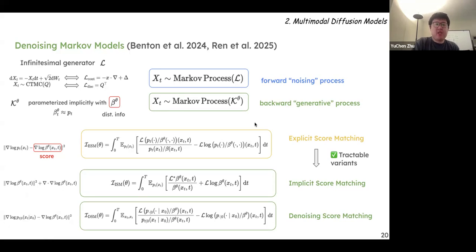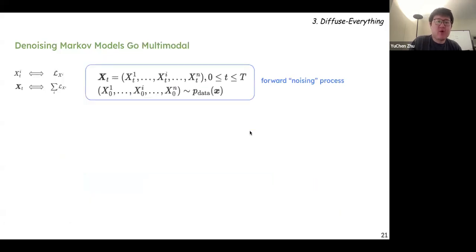Right. The denoising Markov model is amazing work and brings a very deep understanding of diffusion models. But one thing is that it's only focused on diffusion models of one modality. So we can actually easily extend that to make it multimodal.